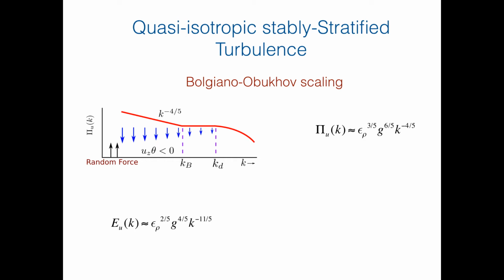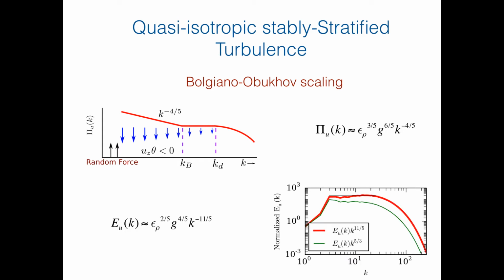The kinetic energy spectrum shows a k^(-11/5) power law, which is evident from the DNS result that the compensated kinetic energy spectrum is flat. Thus, the stably stratified flows have a very different phenomenology from the Kolmogorov spectrum.